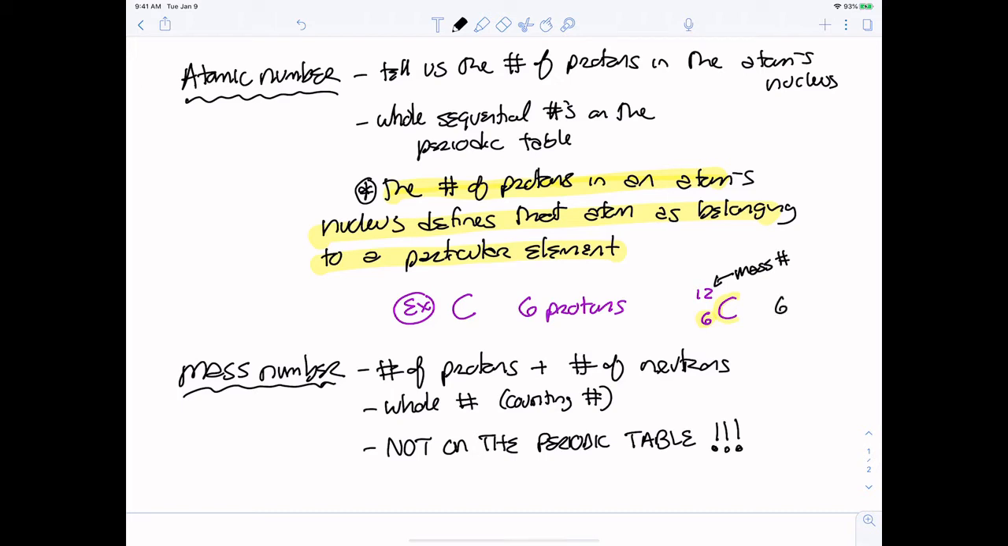So this carbon has 6 protons because its atomic number is 6, because there's a C there, and I can look on the periodic table because I wrote a 6 where the atomic number goes. And then the mass number is 12. 12 minus 6 is also 6. So I have 6 neutrons in this atom of carbon.